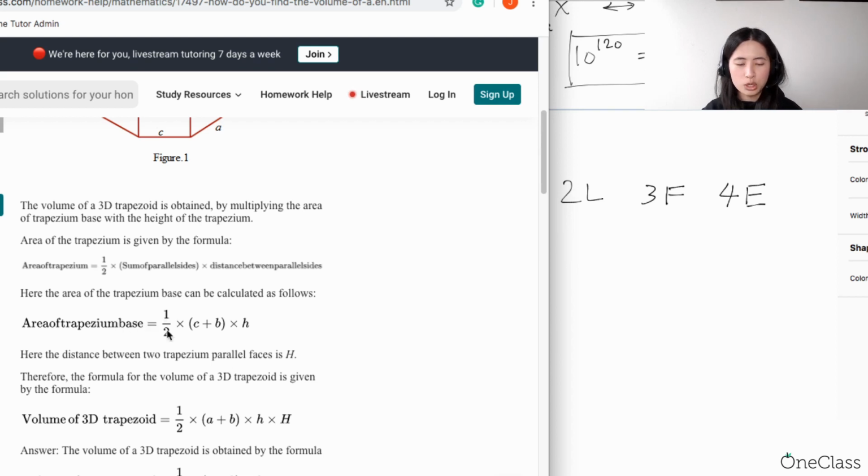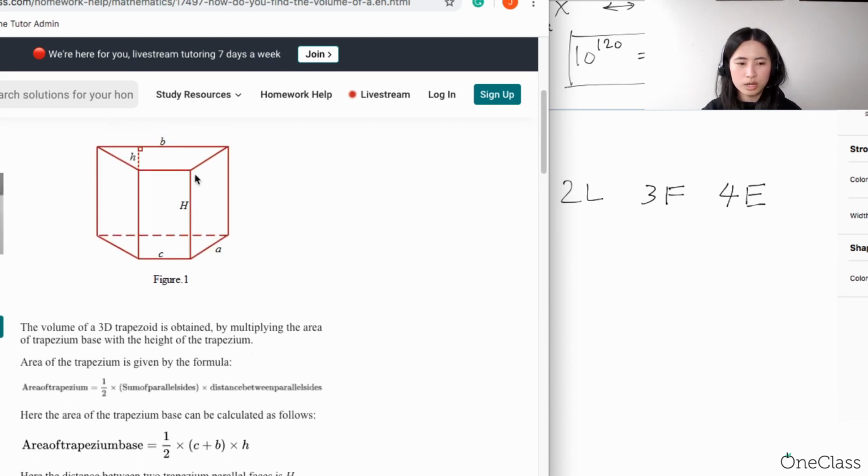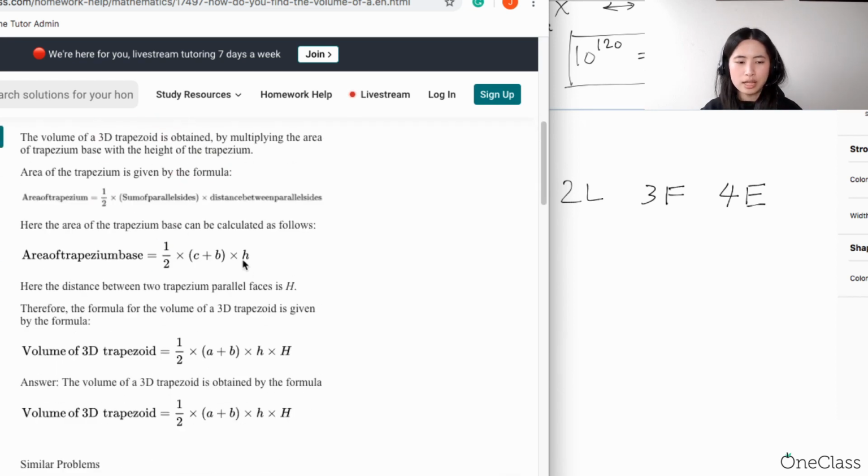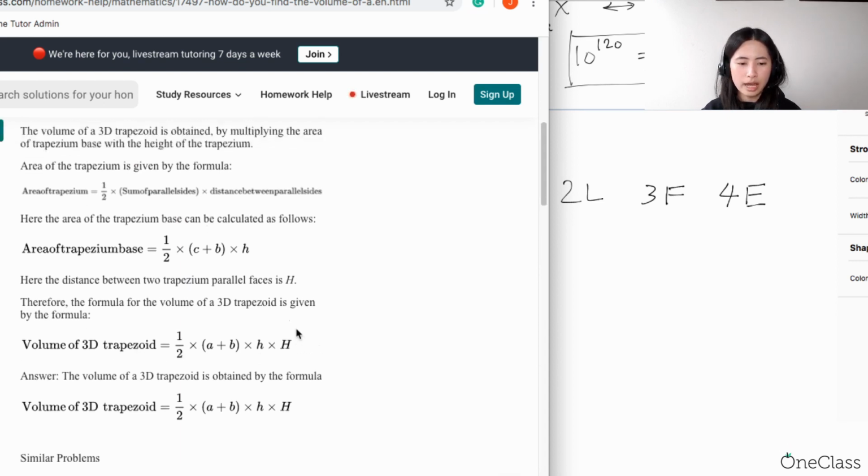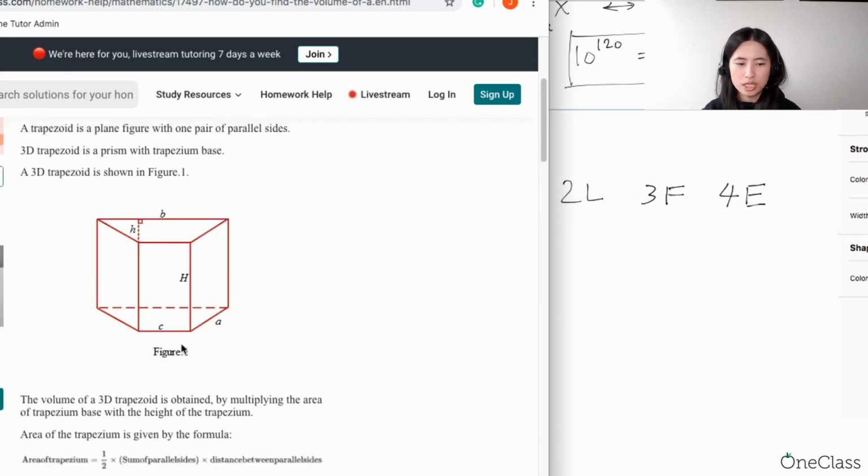So this is 1 over 2 times c plus b. So when they're referring to c plus b, it's basically the two legs, right? Because we take the average, right? So this and this divided by 2, then you multiply that to the height. So that's the area of your base. And then all you have to do is multiply that to your actual height, which is coming from the prism, not the height of your trapezoid.